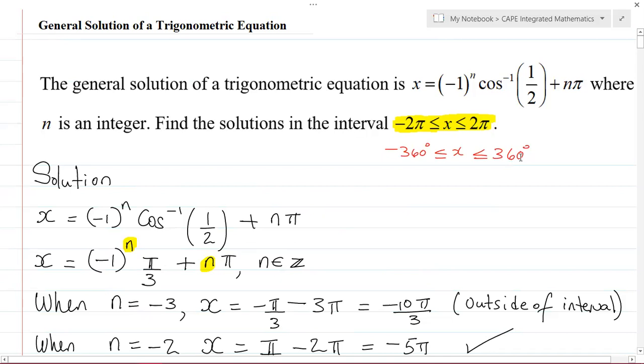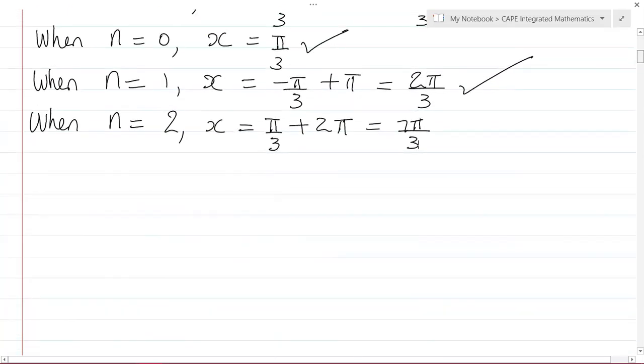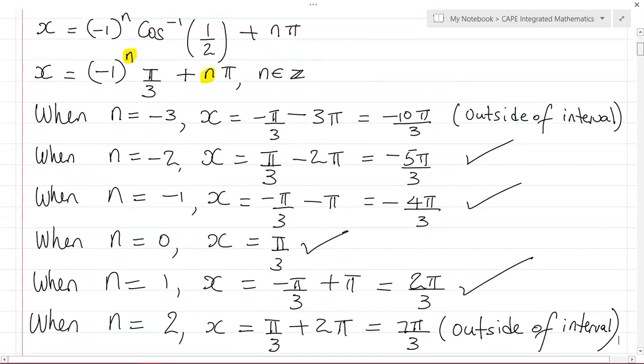Is that within our interval? No, it is not. So I'm now going to put beside it: outside of interval. That is outside of our interval. Great. So what does that tell us? That is not going to be a solution.